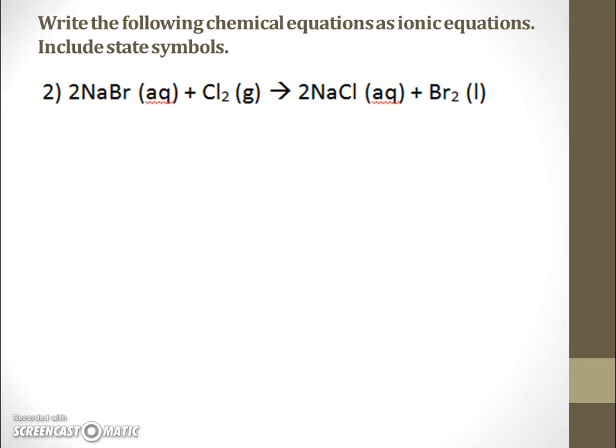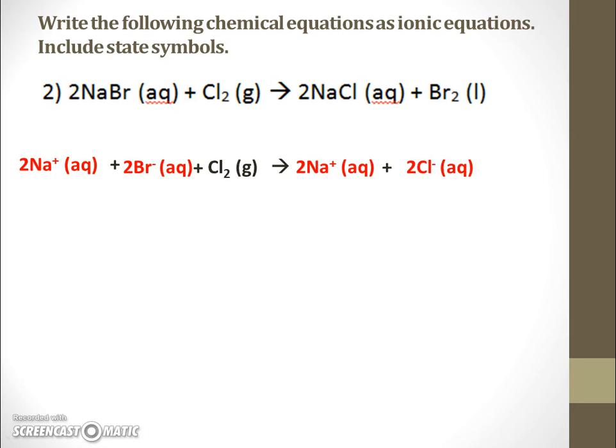So this is question 2. So the chemical equation is written for you. So first step, this is aqueous, so we break it up into this and this. So we have sodium and bromide ions. Chlorine is a gas, no need. So just copy it down. Arrow. Aqueous, so we break it up into sodium ion. Okay, so you get chloride ion, and then bromine liquid, just leave it.